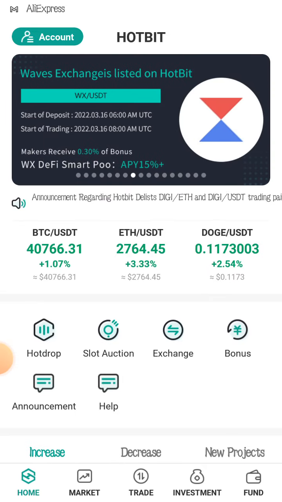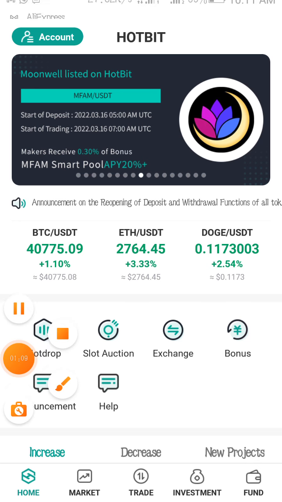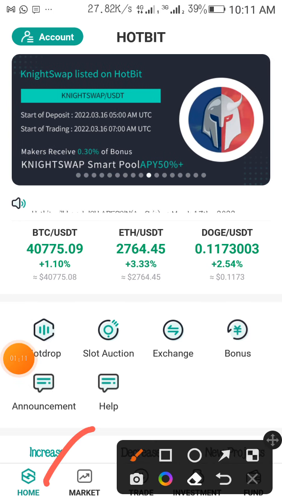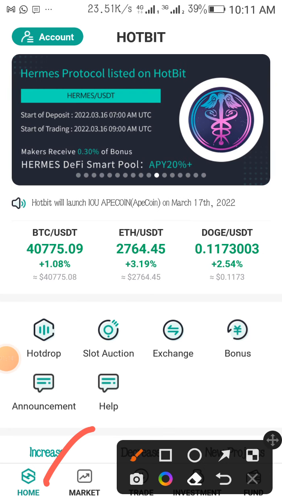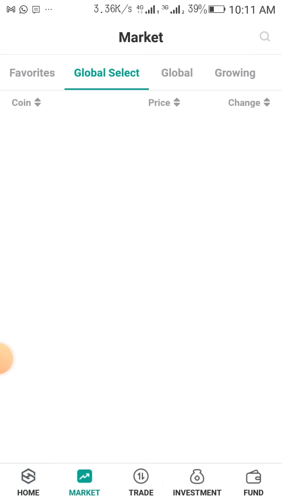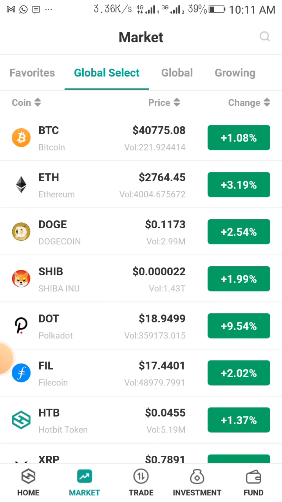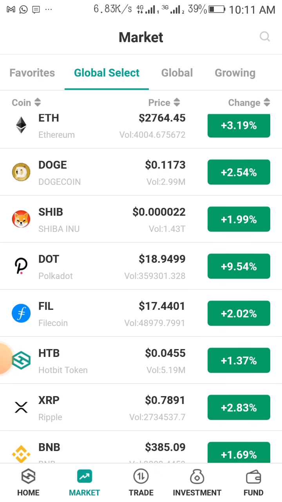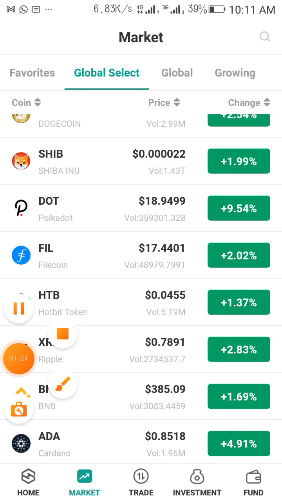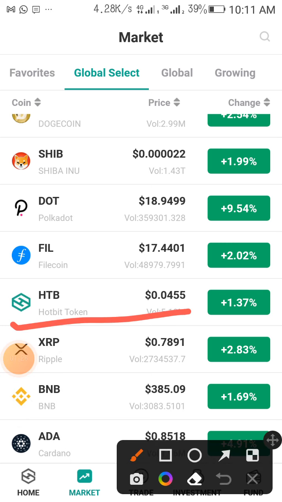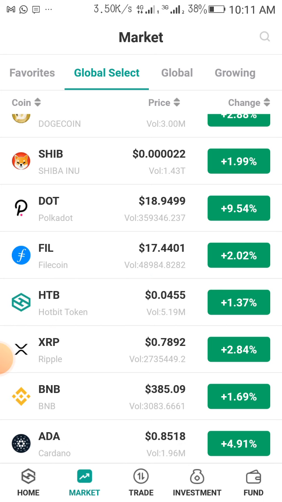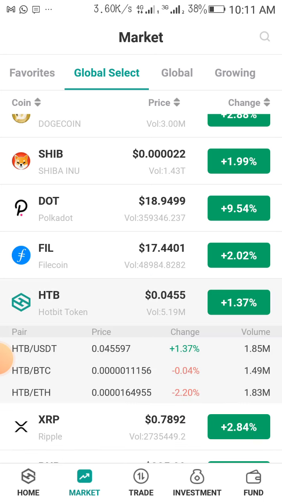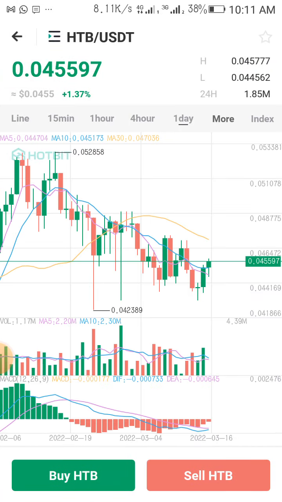So I'll just go ahead and click on the market to select a coin that we use to demonstrate the whole thing about transaction execution. I will use Hotbit's native token, the Hotbit token, to demonstrate. You can use any coin at all, and do the same thing I'm going to show you here with any other token or coin, but I'll use the native token. So I'll click on HTB, select HTB USDT, then click on buy.